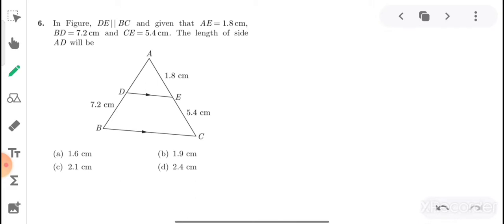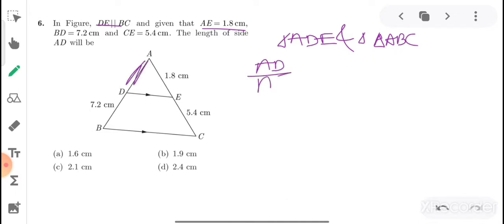This is a similar type of question that we solved as the previous questions. Here DE is parallel with BC, AE is 1.8, BD is 7.2, CE is given. The length we have to calculate is AD, and we can say triangle ADE and triangle ABC are similar, so we can write AD by AB is equal to AE by AC.